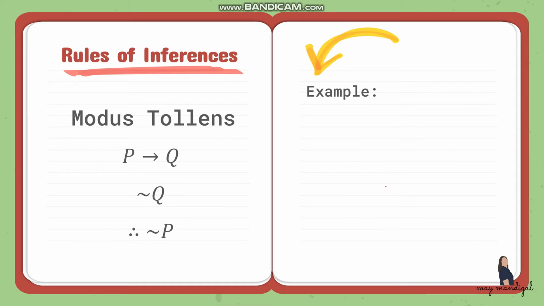Second is what we call the modus tollens. In this case, we have two premises. The first one is still an implication: if P, then Q. And then the second premise here is not Q. That means we are negating the consequent. Therefore, our corresponding conclusion is not P. Because we assume here that the consequent will not be happening, therefore the corresponding antecedent should not happen as well.